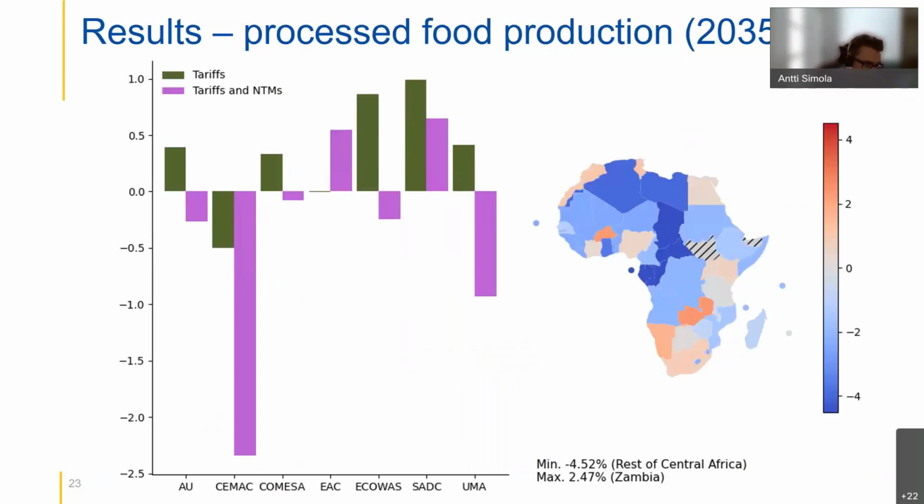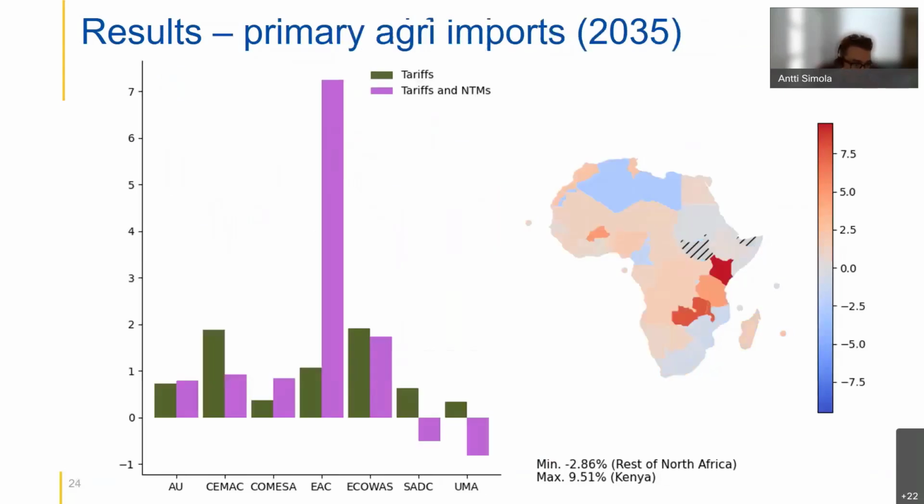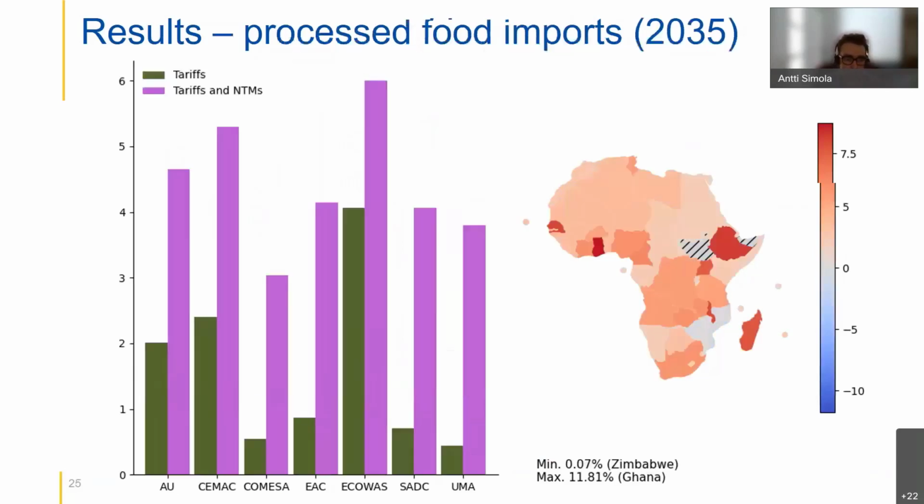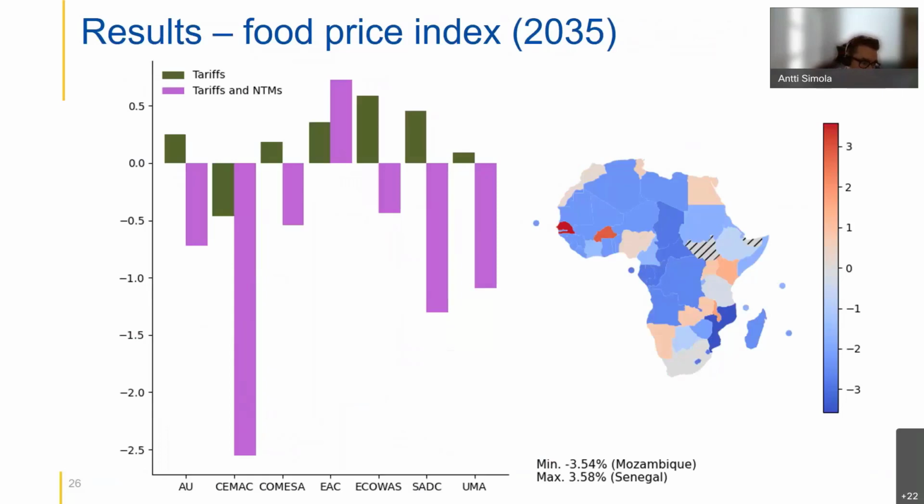So when the increased food consumption does not come from domestic production, the imports have to increase, and that's what we see here in this slide. They increase quite moderately for primary agricultural products, but much more pronounced in processed foods. Thus, the results indicate that due to AfCFTA, African consumers will consume more food that is increasingly imported and also more highly processed.